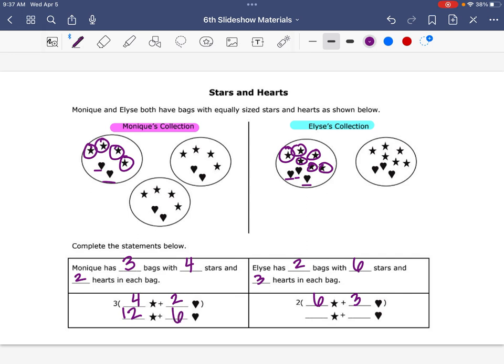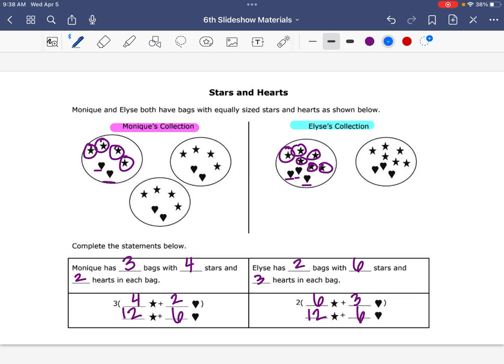Well, Elise has 2 bags of 6 stars each, so 12 stars total. And then 2 bags of 3 hearts each, or 6 hearts total. So they have the same amount of hearts and stars. It's just a matter of how they're being represented and in how many different bags.